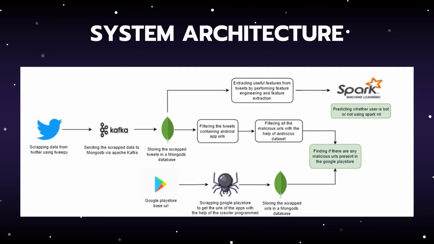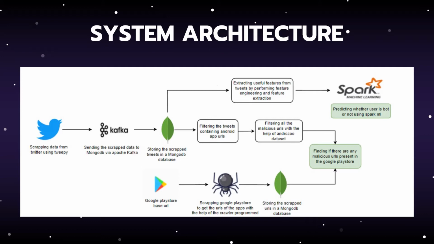Now that the data has been collected and stored, we can perform various tasks on it. Firstly, we will filter out the tweets containing the Android app URLs. Then we will identify the malicious URLs collected from the tweets with the help of the Androzoo dataset, which is an extensive collection of Android app APKs and corresponding metadata, which helps in identifying whether it's malware or not. And now, once we have identified possible malicious applications that are circulating on Twitter, we verify if any of these apps are available on Google Play Store. This will help us to identify possible malicious applications that are harming people as they are getting scammed.